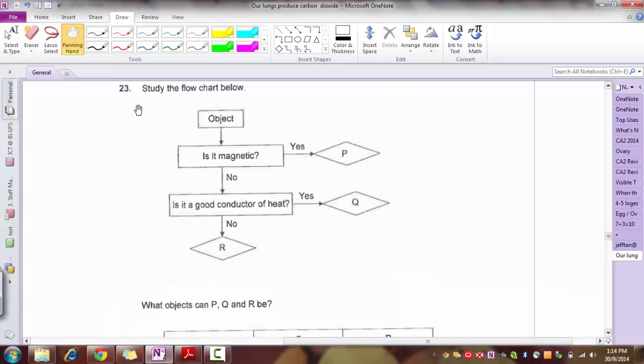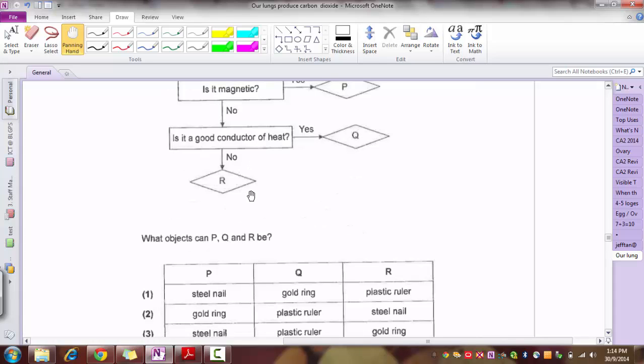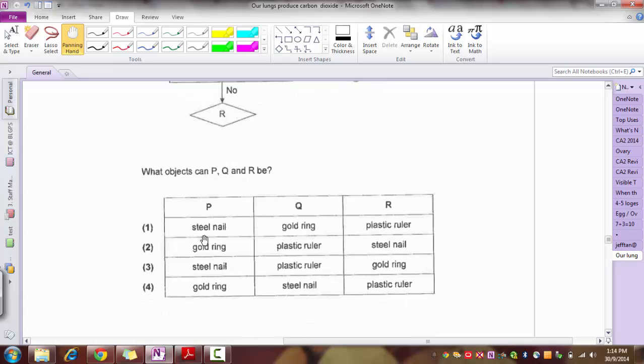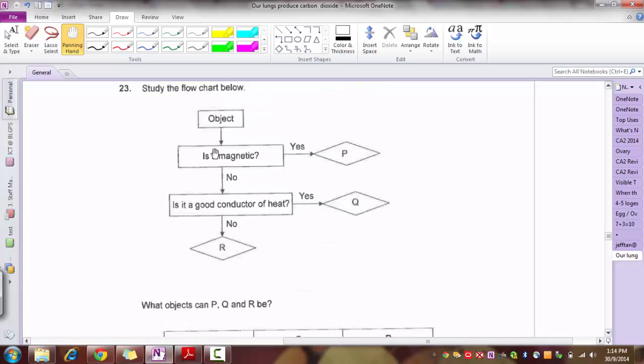Question 23, you're supposed to study the flow chart here. What can objects P, Q, R be? Let's look at the list of objects. I have steel, gold, and a plastic ruler. Is the object magnetic? Yes, it's a magnetic material. Recall magnetic materials: iron, steel, nickel, cobalt. So I've got steel, so obviously P is steel. Move on. I'm left with gold and plastic, which are definitely not magnetic.